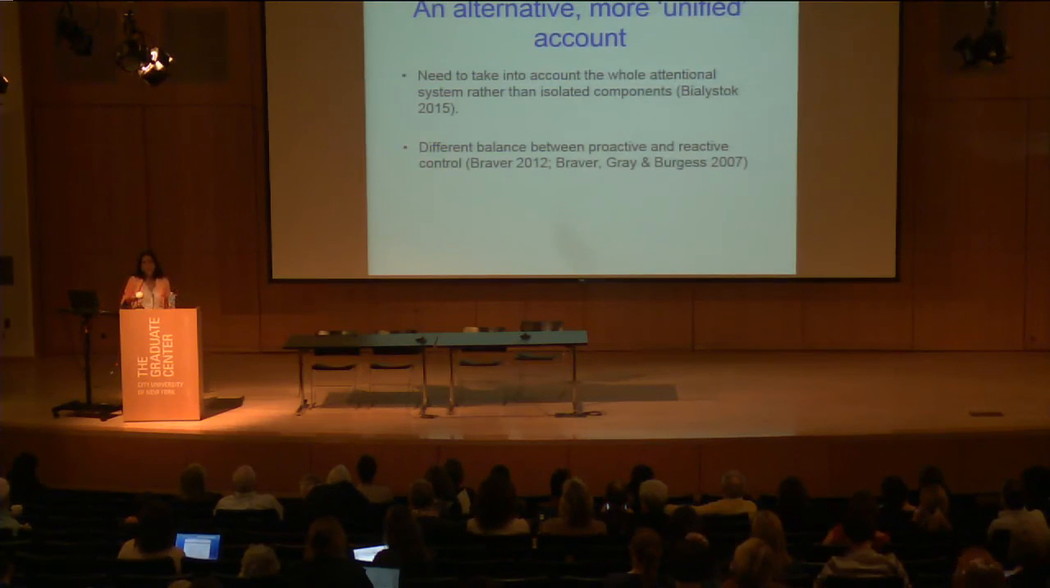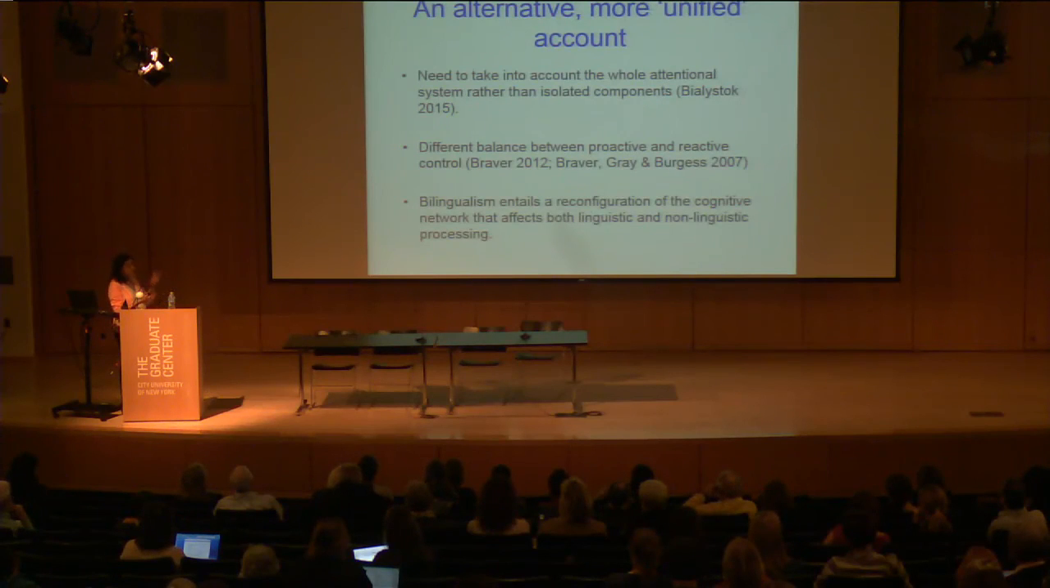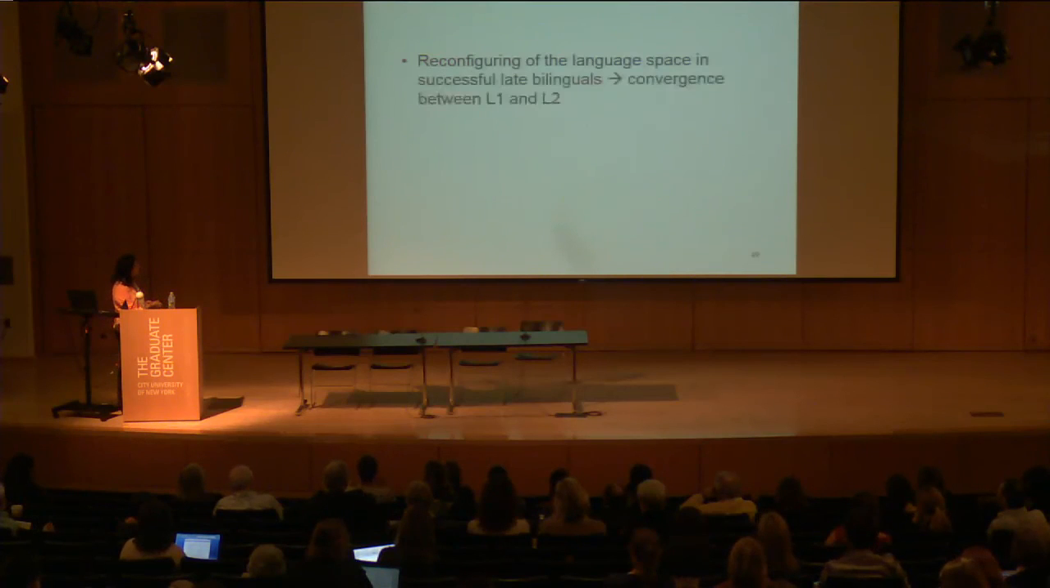And in this respect, we might want to say that maybe the balance that we're talking about is the balance between proactive and reactive control, as Braver and then Morales and other people who've applied the concepts to bilingualism have described. And if we're taking this tack, what we're saying really is that bilingualism actually requires some kind of reconfiguration of the cognitive network that ends up affecting both linguistic language use and non-linguistic processing. And that's why we find a convergence between attrition and acquisition.